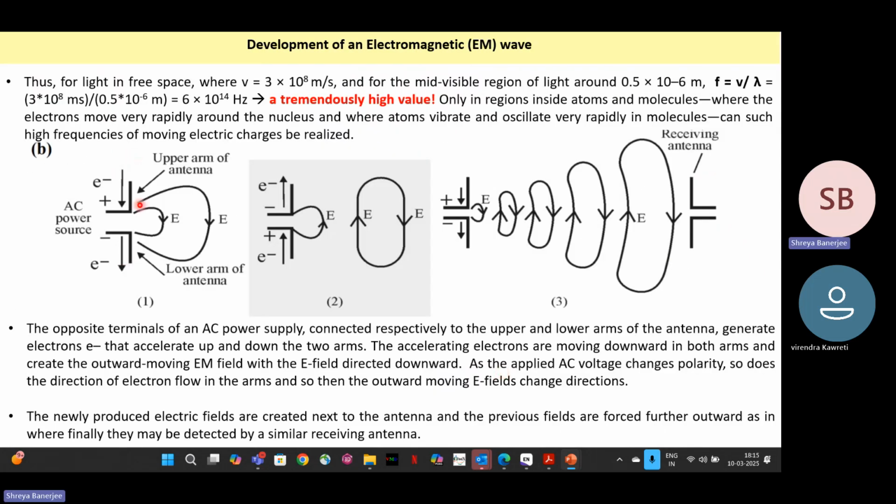So here you can see an illustration to explain how from a moving charge you can get a wave. Here there is an AC power supply connected to the upper and lower arm of the antenna. This is the upper arm of the antenna, this is the lower arm. And electrons are moving through the antenna. This is the direction of movement of the electrons. Now, as the electrons are moving downwards, they are accelerating downwards.